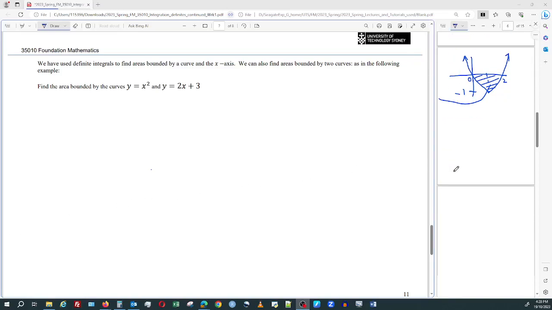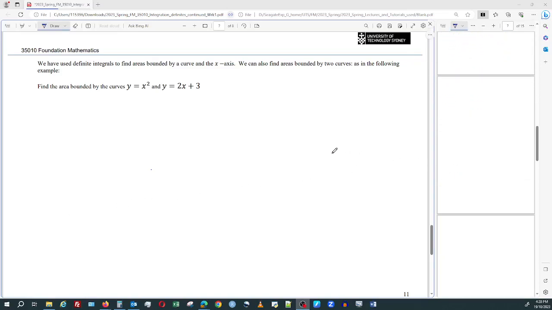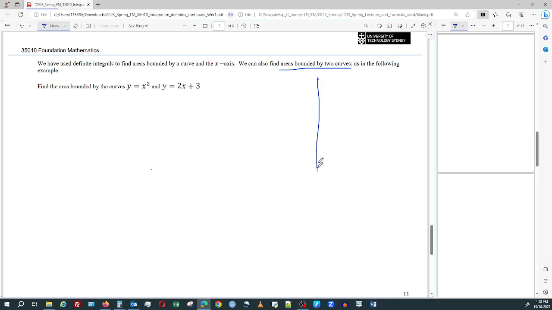All right, welcome back. We've got a new idea here where we're finding the areas between two curves. So how does that come into play? We've got y equals x squared and y equals 2x plus 3. We know these are a quadratic and a linear respectively. The linear is twice as steep and sits up at 3, so we know there's going to be a linear that goes like this.